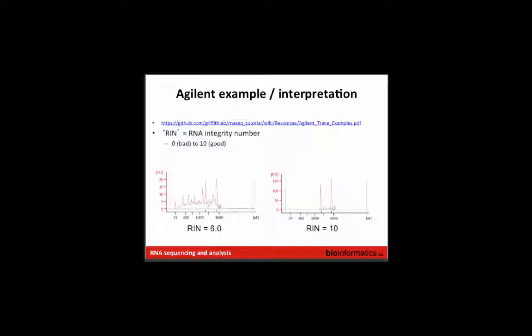And as the degradation continues, this trace keeps moving further and further to the left until it all piles up at the size where RNA degradation starts to not happen as much, which is in the range of 100 to 200 bases.